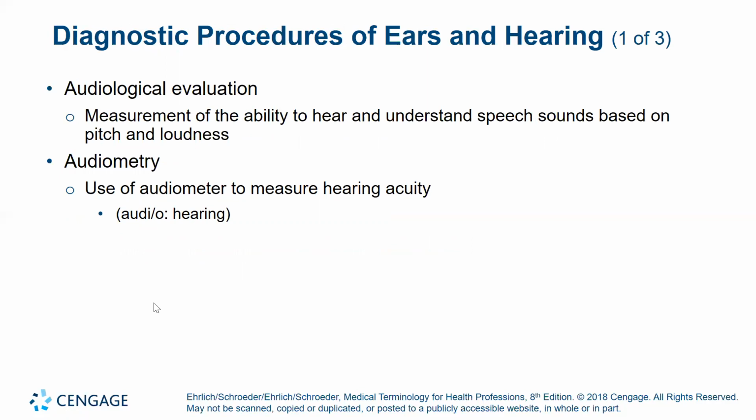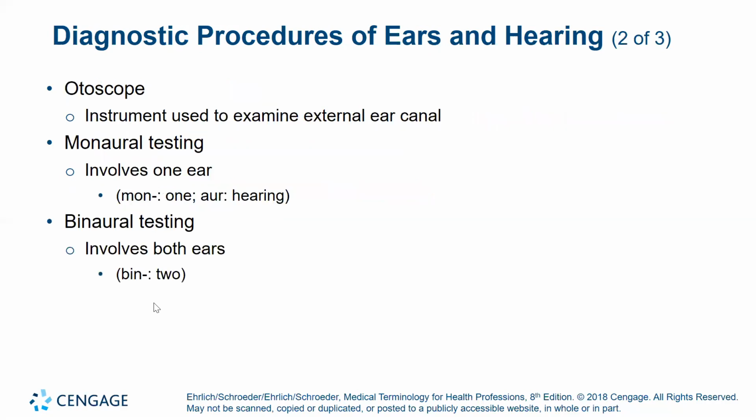Diagnostic procedures of ears and hearing. Audiological evaluation: you're going to be evaluated for the measurement of the ability to hear and understand speech sounds based on pitch and loudness. We have audiometry, use of an audiometer to measure hearing acuity. Otoscope, instrument used to examine the internal ear. Monaural testing involves one ear, mono is one. Binaural testing involves two ears.